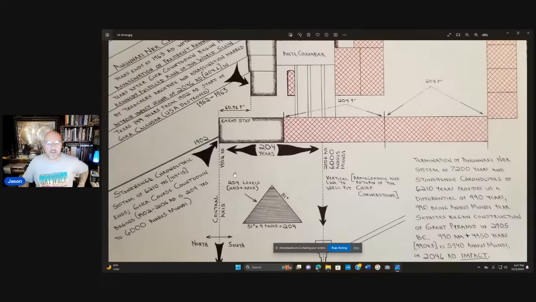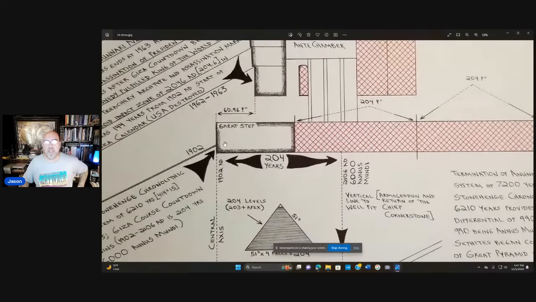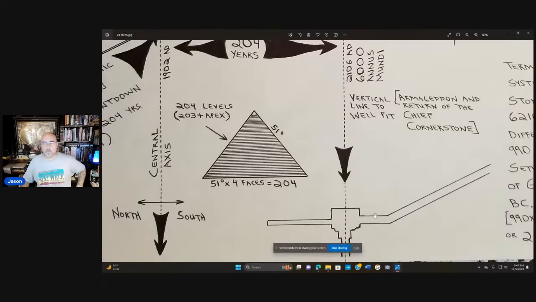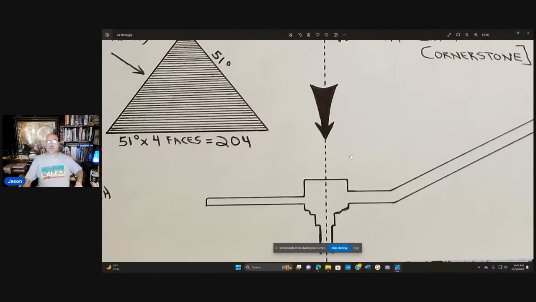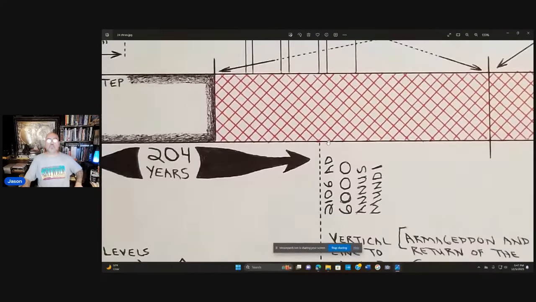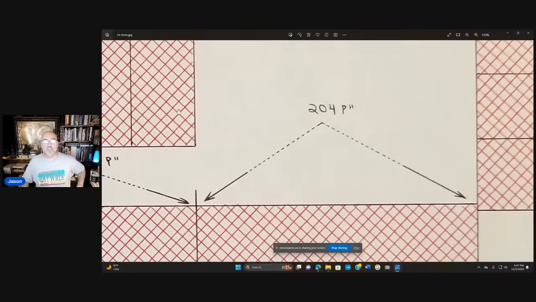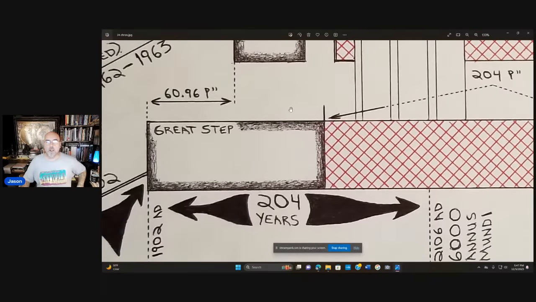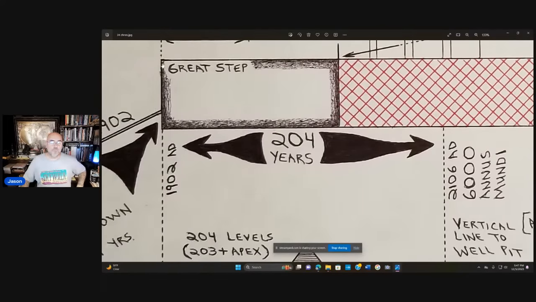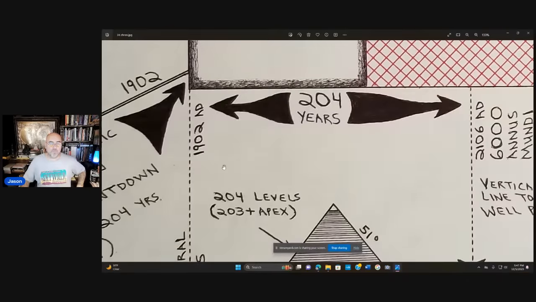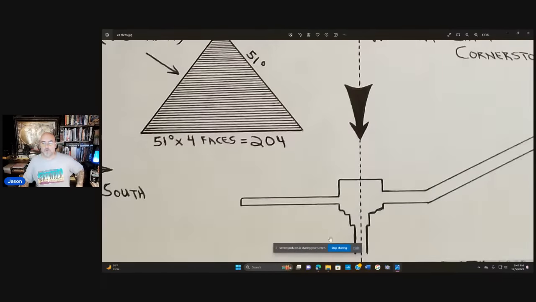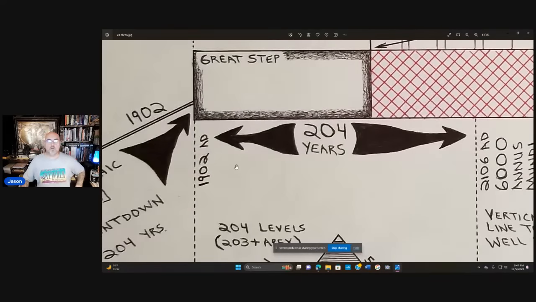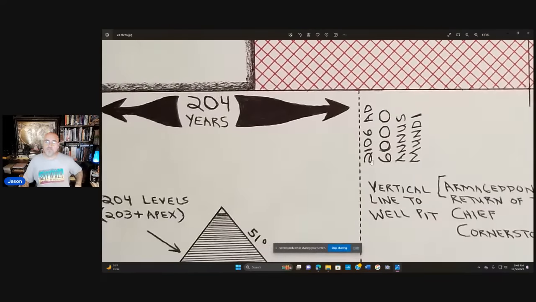So 1902 is right here, but the central axis of the entire pyramid and the central vertical axis to the subterranean. Look at the bottom. That's the subterranean chamber way under the pyramid. But the central axis to that is 204. Look, 204 inches is the width of the king's chamber. 204 more inches is the width from the king's chamber to the Great Step right here. 204 inches from the face of the Great Step, which is the central axis of the entire pyramid, to the central axis of the well pit, is 204 inches. That's 204 years. That 204 years from 1902 gives us 2106 AD, the year 6000 from the Adam and Eve reset.